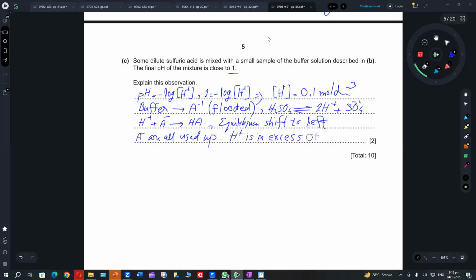Now what will happen when H plus still remains in the solution? If H plus is still in the solution, the pH will shift to 1. Okay. It means it is a failure of what? Buffer. Yes. Okay, now you can take out your notes register.